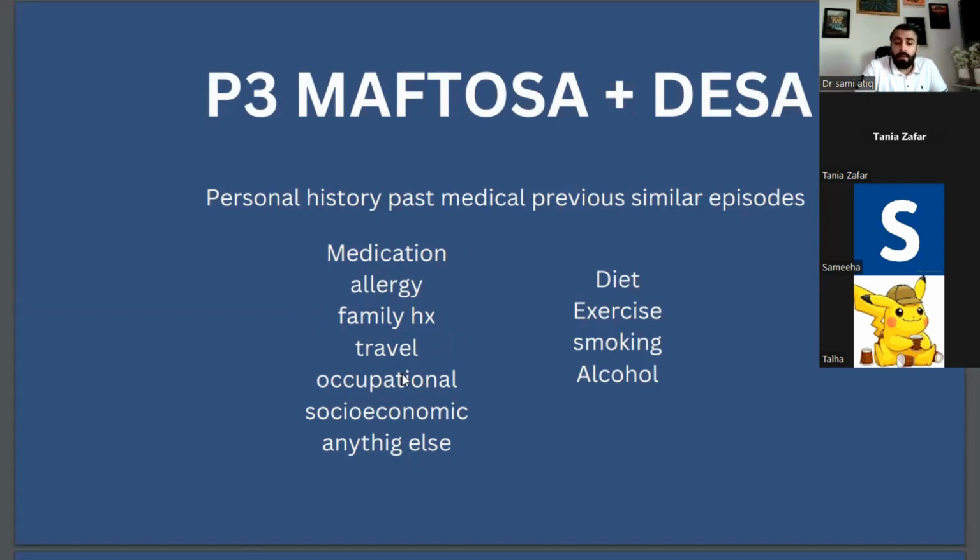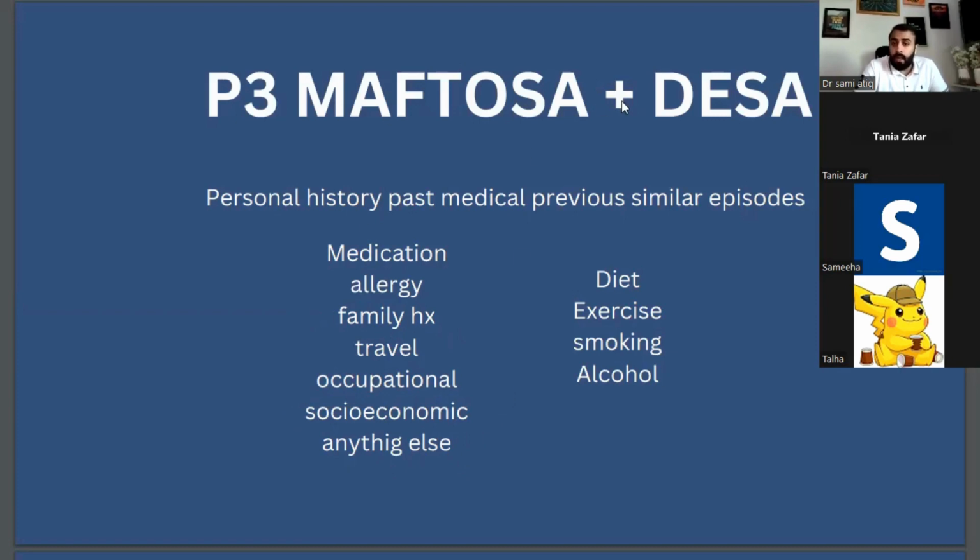If the patient is suffering from a kind of disease which is due to traveling to a country where the disease is only limited to that country, you will be missing out on this. There are certain diseases, certain cancers which are due to the occupational history. You have to ask this. Likewise, socioeconomic history, and of course, you can ask anything else if the patient wants to add anything.